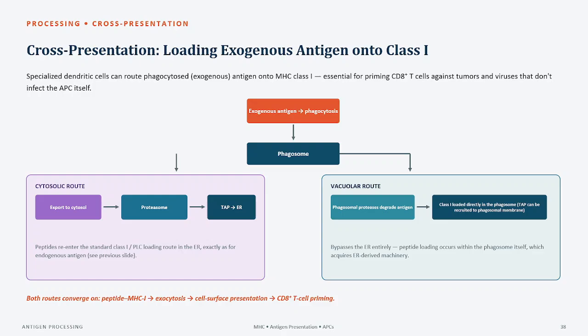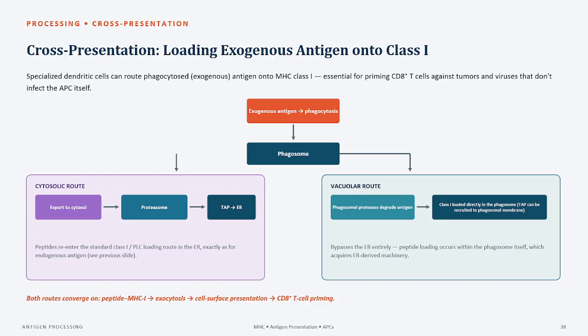Coming to the cross presentation, where you have the loading of exogenous antigen onto the class 1. So the dendritic cells engulf external antigens like the tumor cells or the viruses that do not directly infect the antigen presenting cells through phagocytosis. So the internalized antigen enters a phagosome. So from there it can follow one of two pathways to converge on MHC class 1 presentation.